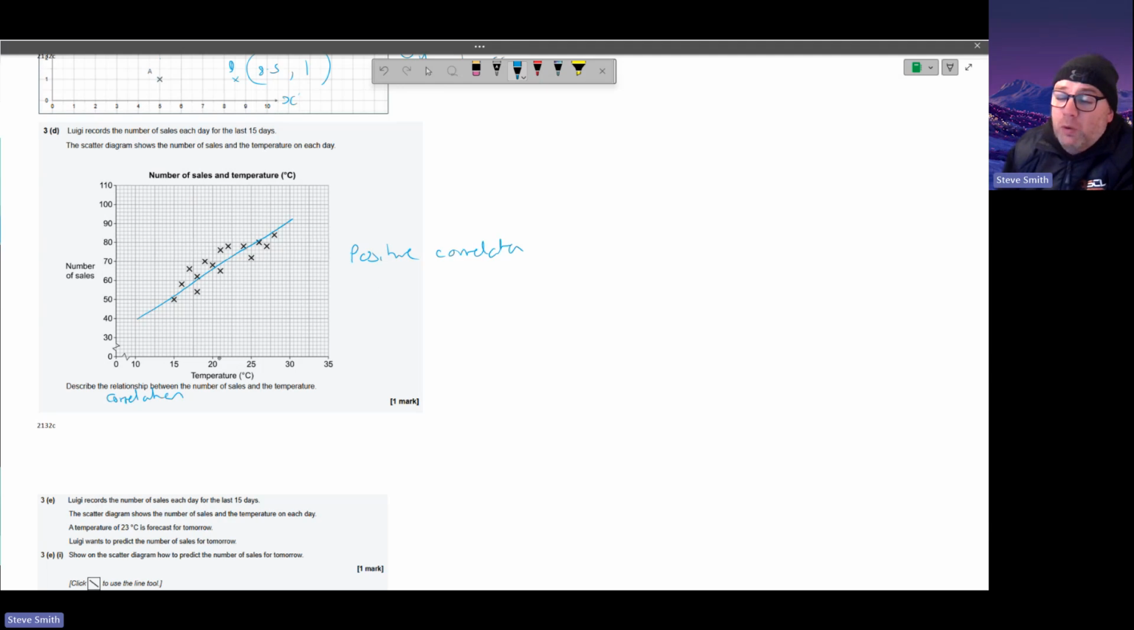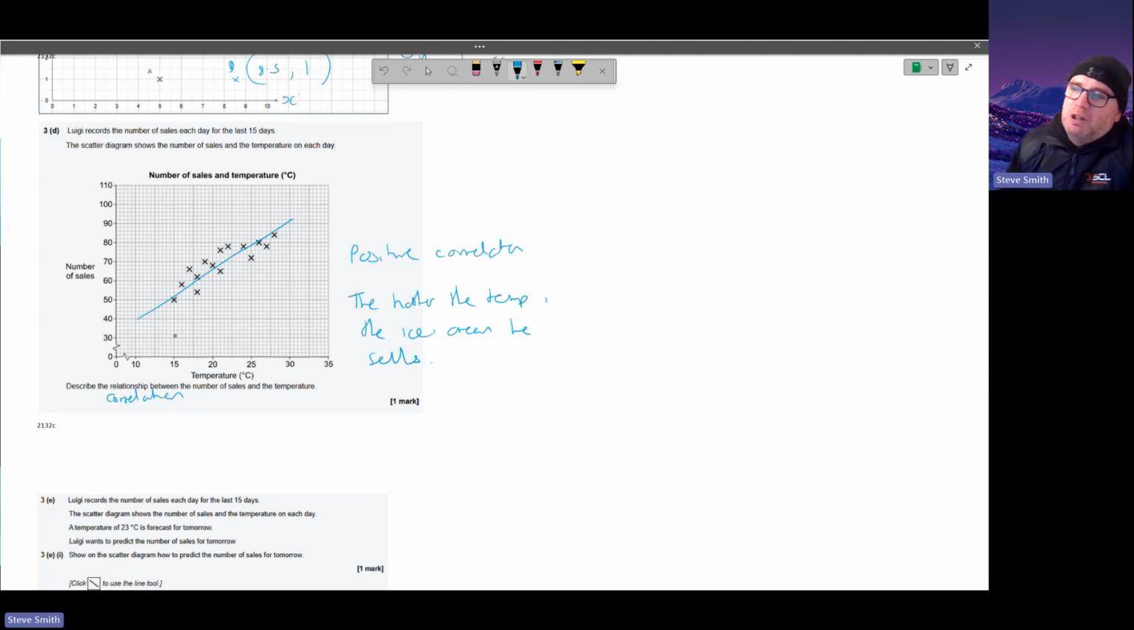Or again, if you forgot the word correlation, you could say, if you look here, the hotter it gets, the more ice cream he sells. So the hotter the temp, the more ice cream he sells. I'm not even going to put Luigi, I was going to, but again, the spellings.